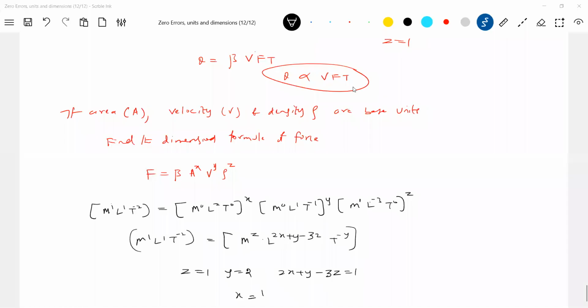So now we can express the dimensions of force in terms of these. x is 1, so this is A. Velocity is 2. So F equals A V square rho. This is very important. Even in advanced exams, they prefer to ask this one.